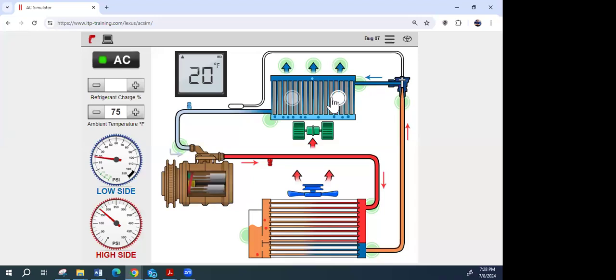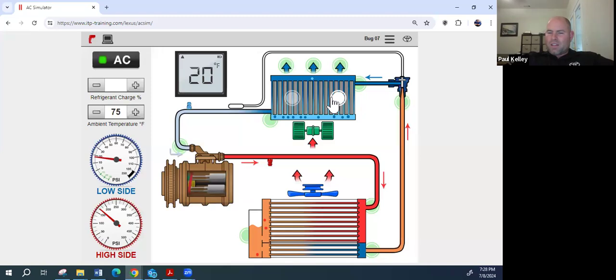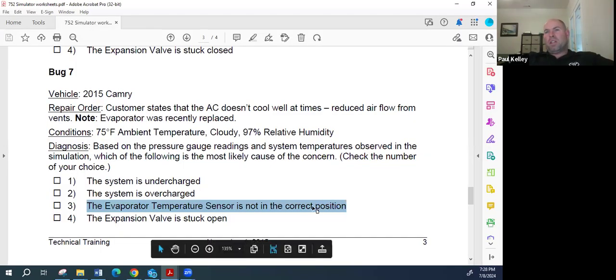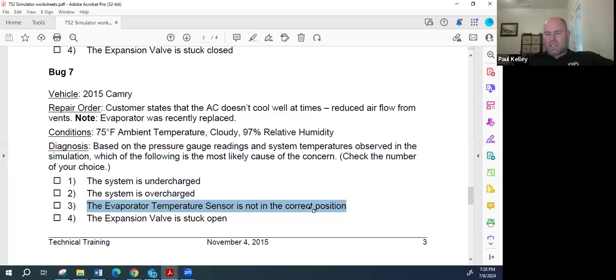Sensors. And it's in the wrong place. And doesn't it make sense because there was work recently done? There's work recently done. Yeah, an evaporator was done. And they pulled the sensor out. And so it makes perfect sense that they didn't put it back in, or it's laying in the box or something. So that makes a lot of sense.